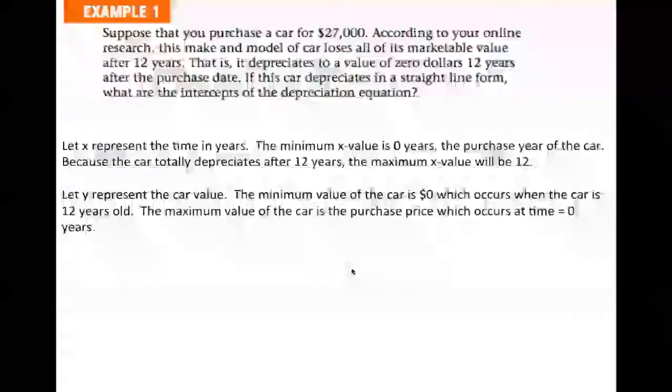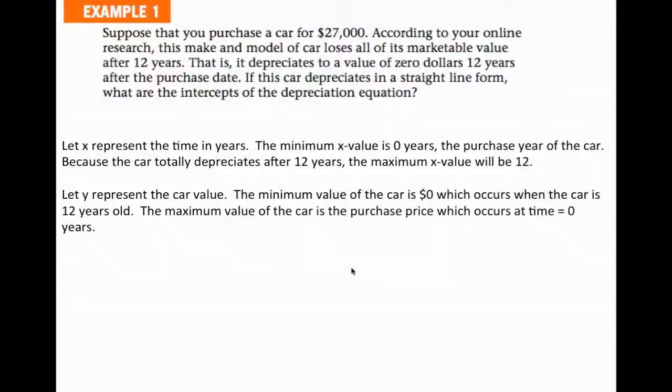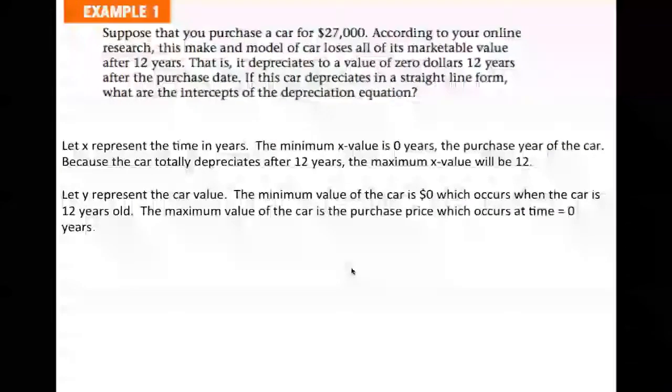X is going to represent the time in years. So the minimum value for X is 0 years. That's the year you purchased the car. Because the car totally depreciates after 12 years, there's nothing to be said of this car after 12 years. So the maximum value of X will be 12. Now let's look at the vertical axis. Well, the minimum value of the car is 0. It's worth nothing. And the maximum value of the car, unless it's a vintage or a classic car that's appreciated over time, is going to be what you bought the car for, or $27,000.